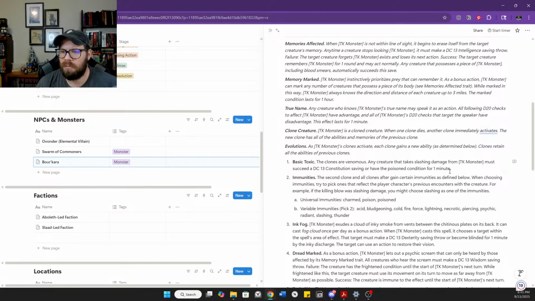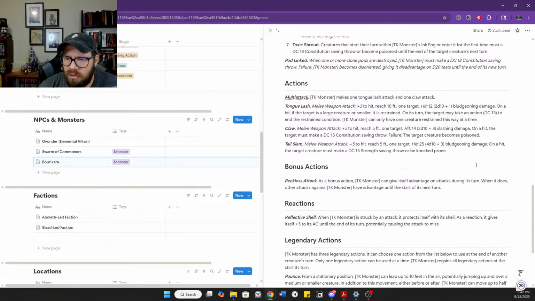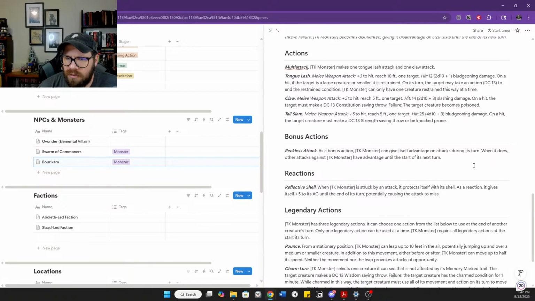One thing we might want to put here is included in attack, so it doesn't read as though there's two saving throws it has to make when they get hit with slashing damage. So that's an interesting point. Yeah, so what do you think?